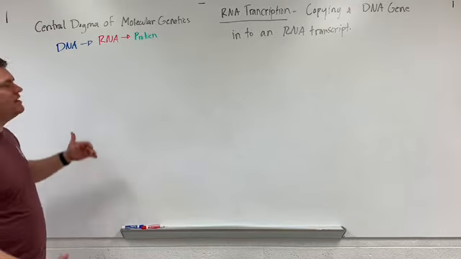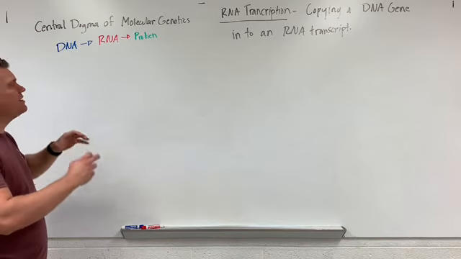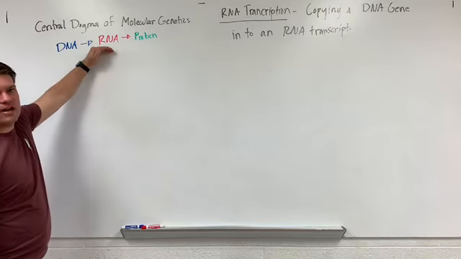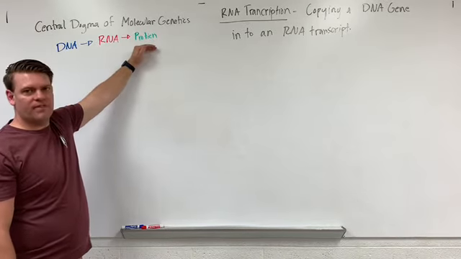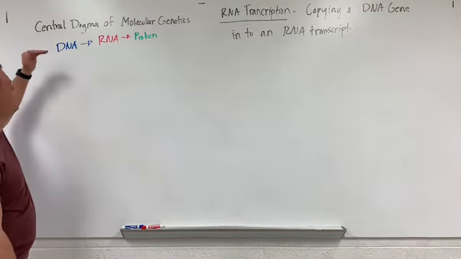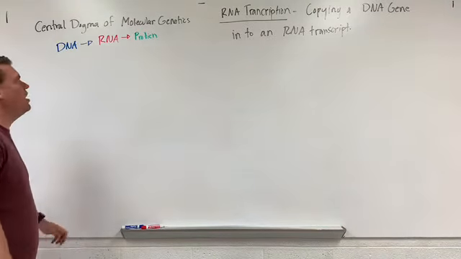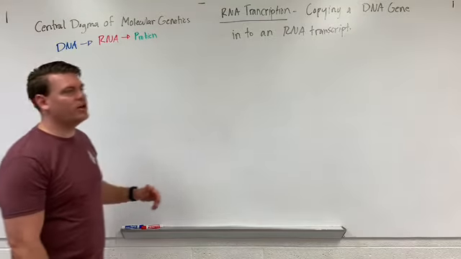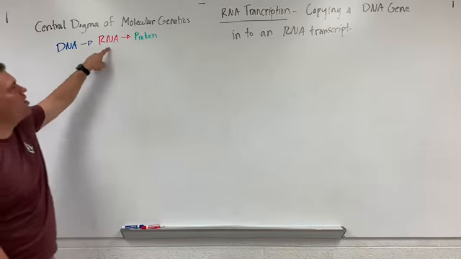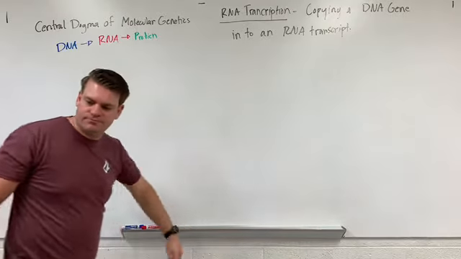And that's the same thing here when we look at the central dogma of molecular genetics. Its central idea is that you go from a DNA code to an RNA transcript to a protein. And that's what we're going to be seeing for the rest of this chapter, how we go through this process of going from a DNA to an RNA to a protein. That's the central dogma of molecular genetics. So the first thing we're going to look at is RNA transcription. That's the first step, going from a DNA to an RNA, copying a DNA gene into an RNA transcript.